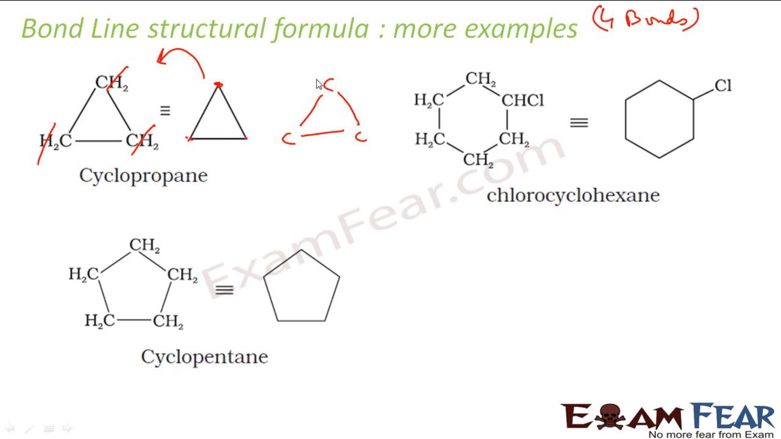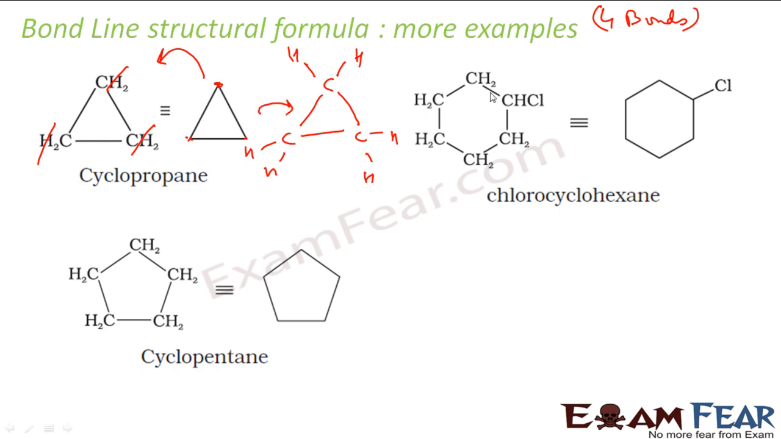So it has 2 bonds. 2 more bonds are required, so just create 2 more bonds and add hydrogen. Here also 2 bonds, add 2 more bonds, add hydrogen. Here also 2 bonds, add 2 more bonds, add hydrogen. So if you see, from here we could easily get this.